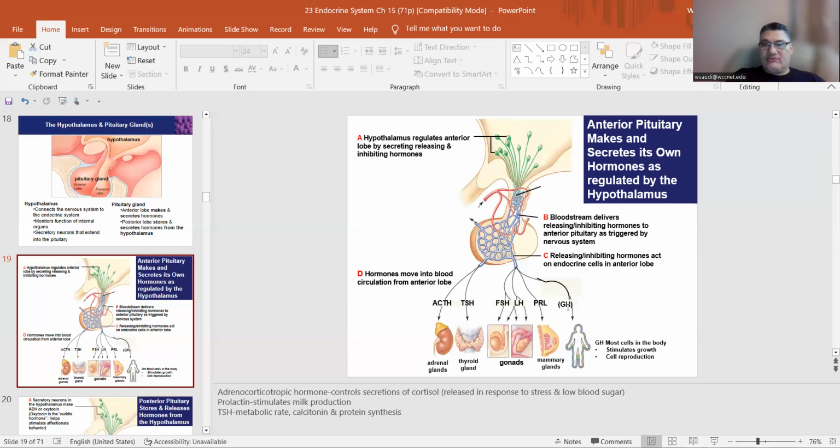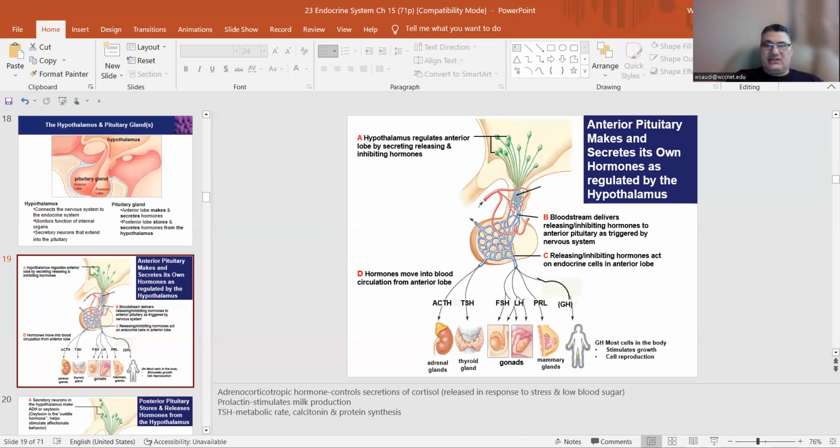Growth hormone, from the name, goes to all cells all over the body to stimulate growth and reproduction. Where are all of these coming from? These are all coming from the pituitary gland, okay?